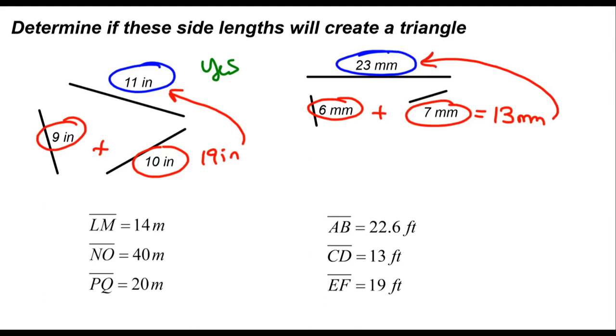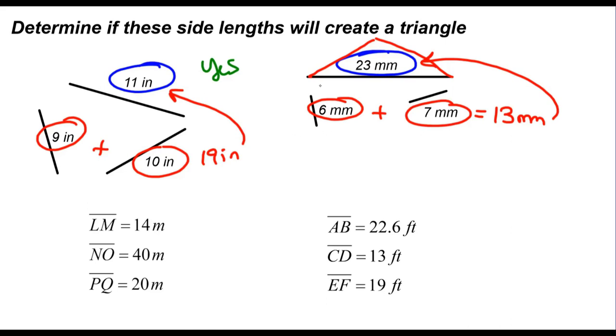So if you can think of it like building a bridge over a river, this longest side is like the width of the river, and these are the pieces that I have to create a bridge. Am I going to be able to create a bridge over that 23 millimeter side length to create a triangle? Am I going to be able to bridge that? And I don't have enough side length to do that.